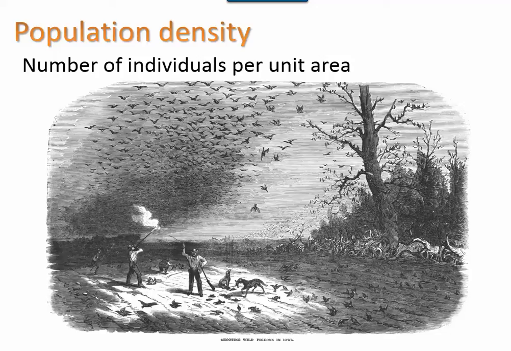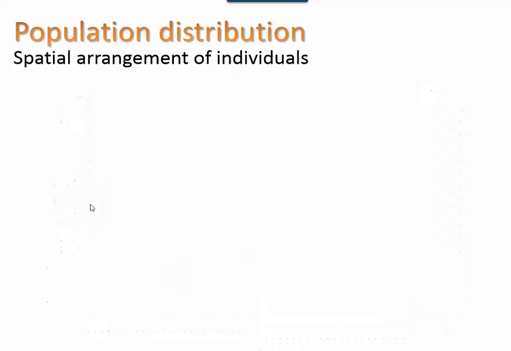And population density means the number of individuals per unit area. And so here we see a picture from the 1800s, and we see super high population density as they are darkening the sky here.